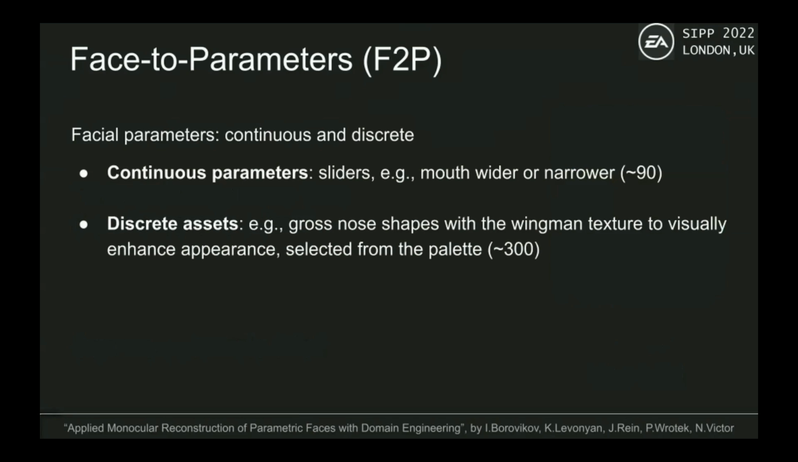To formulate our ML approach in more concrete terms, we need to take a look at the underlying parametric space. So we may have continuous parameters that are mapped to sliders and exposed to the players via direct manipulation tool. They control things like mouth width, its location with respect to the nose and chin, nose length, etc. There are approximately 90 parameters that we need to compute with our ML model in Make Human.